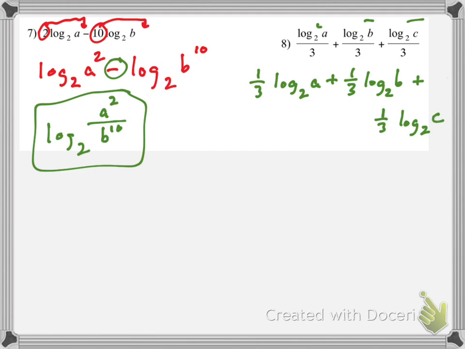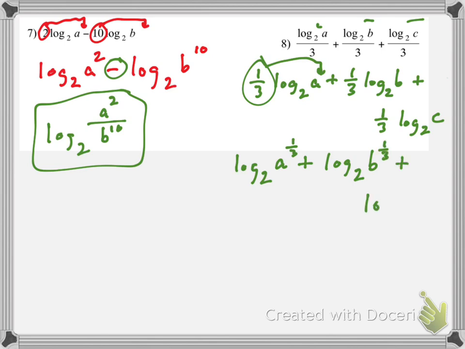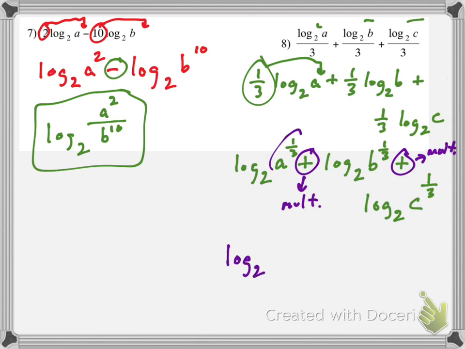All right, so we've established that we have a number in front of the log. So log base 2 of a to the 1/3 power, because remember that goes to the exponent, plus log base 2 of b to the 1/3 power, plus log base 2 of c to the 1/3 power. Okay? Now, here's the key. Here's my plus signs. Remember, plus means multiply. So here's what I have. I've got log base 2 of a to the 1/3 times b to the 1/3 times c to the 1/3.